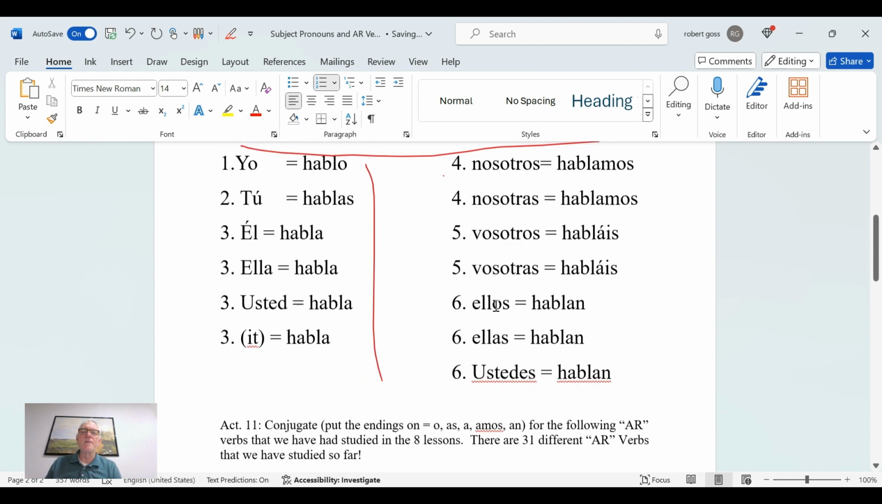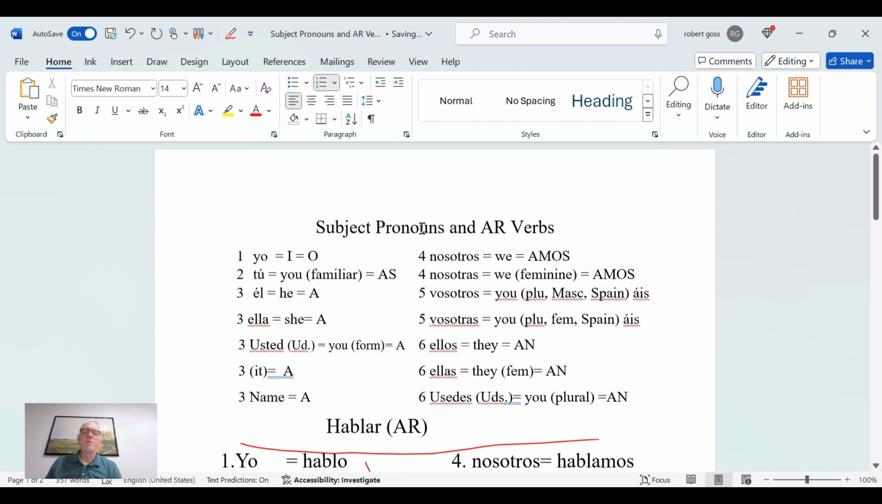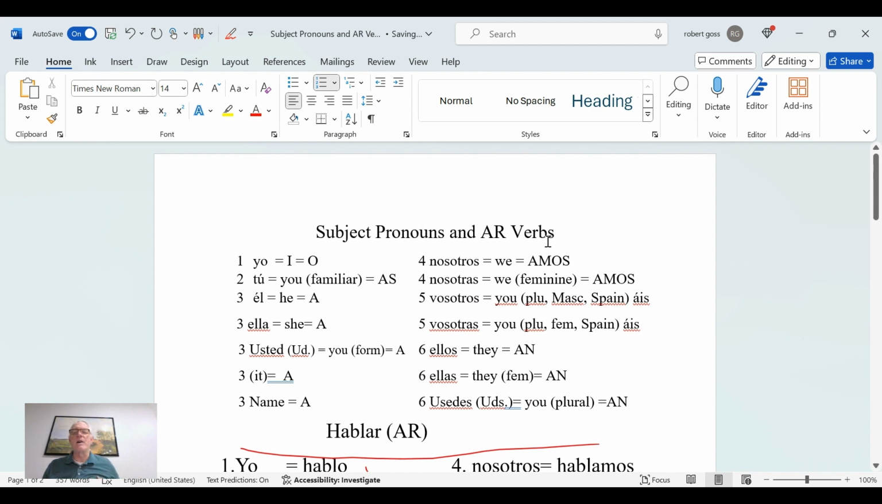Quick review. Some verbs in Spanish end in AR. If they do end in AR, there's a pattern. And the pattern is yo, we'll cross off the AR and put an O. Tú, we'd cross off the AR and put an AS. Él, ella, usted, it, or a name, we'd cross off the AR and put an A. Nosotros or nosotras, we'd cross off the AR and put AMOS.